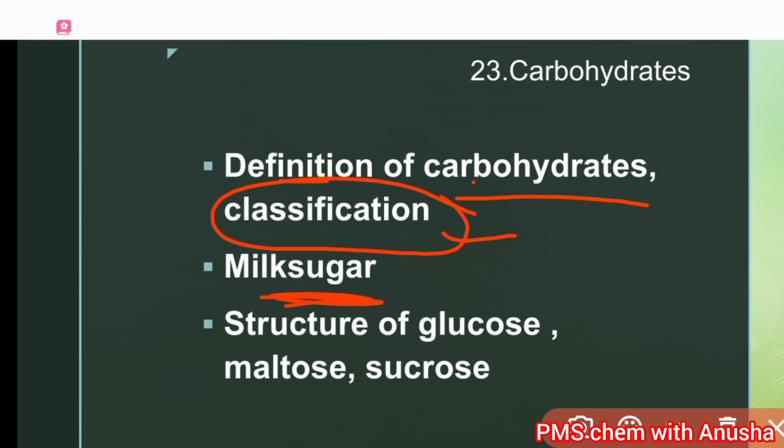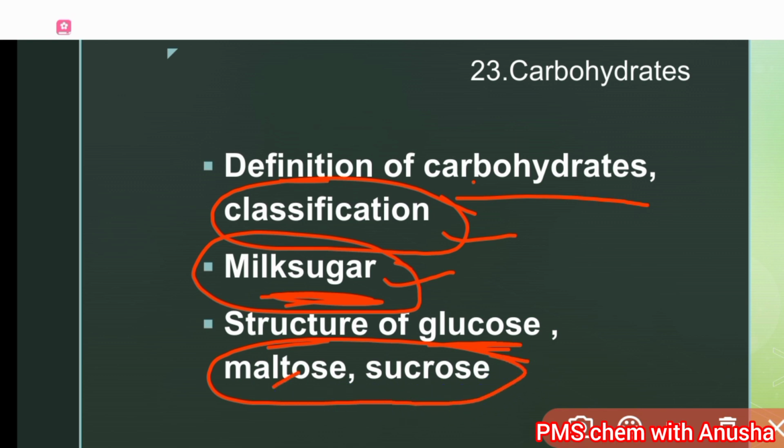Next, you have to focus on milk sugar, in the sense lactose, types of disaccharide, their structure and what type of glycosidic linkage is there between two sugar units. Related to that, you have to explain. Next, structure of glucose, and also study structure of maltose and sucrose, especially ring structure. You have to explain Haworth structure of maltose as well.